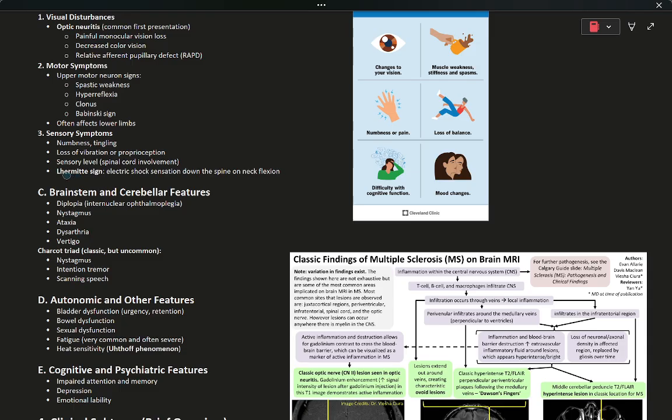We also have Lhermitte sign, which is the electric shock sensation down the spine on the neck during neck flexion. So if you bend the patient's neck forward, or bend their head forward, they're going to experience some electric shock sensation going down along their spine. That's called the Lhermitte sign.